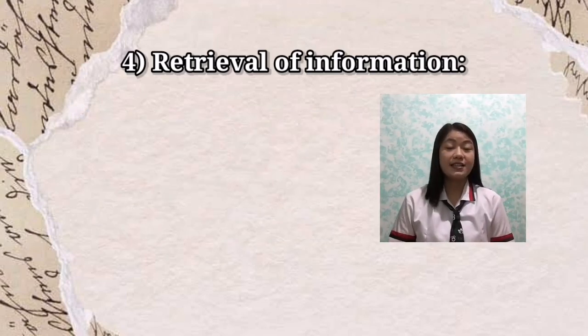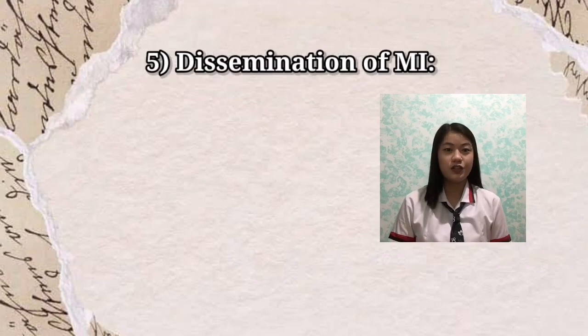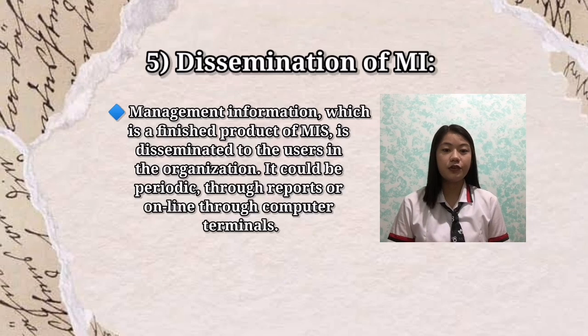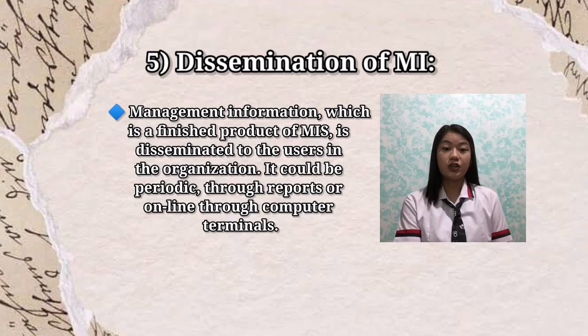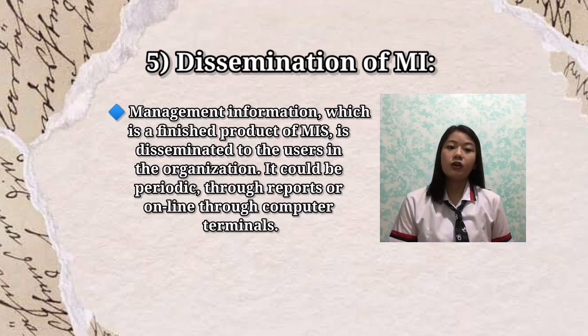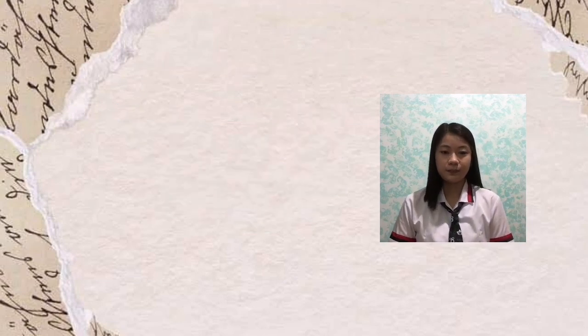And the last one is the dissemination of management information, which is the finished product of the management information system that is disseminated to various users in the organization. It could be online, through computer terminals, or periodic, through reports.